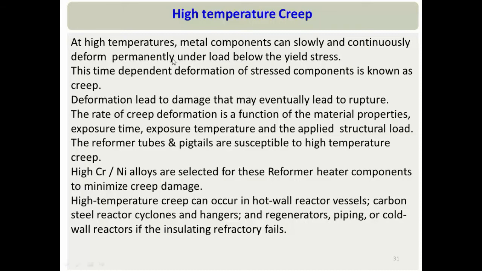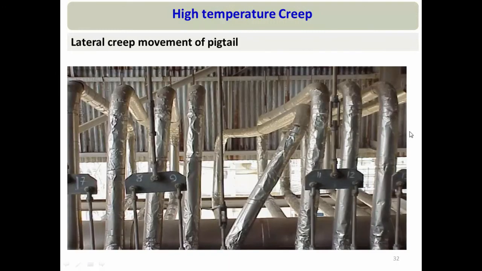And there is another material called heat resistant material. They are nothing but chromium and nickel alloys. They have very high creep resistance. So when we discuss materials, we will discuss all those things. Creep is generally experienced in reformers. It can also be experienced in an FCC reactor, if a hot wall type of reactor is used. We'll discuss it. Okay.